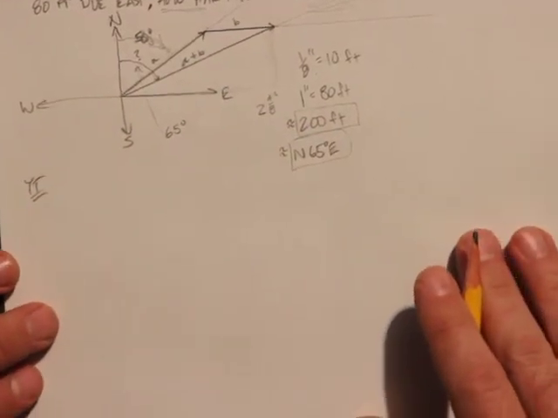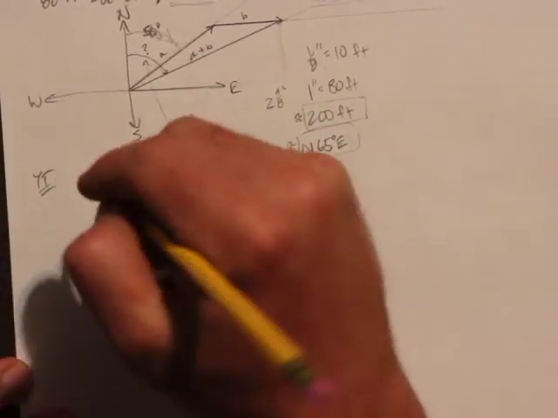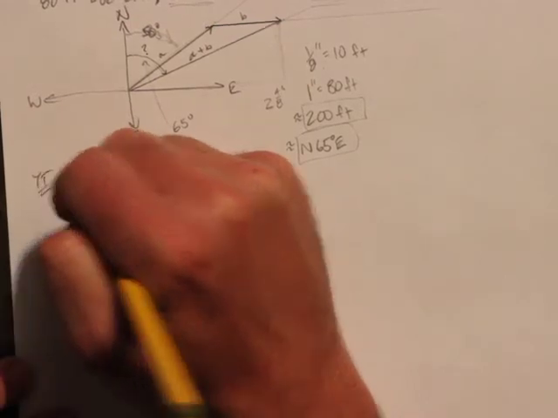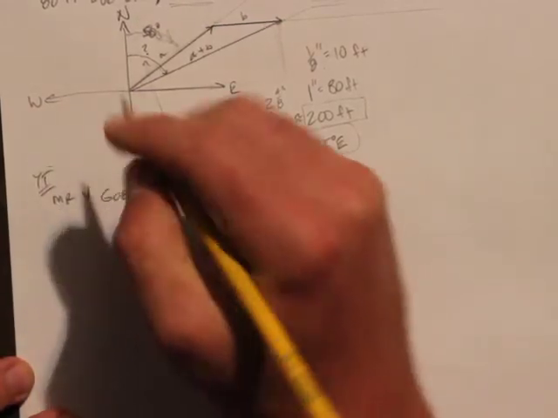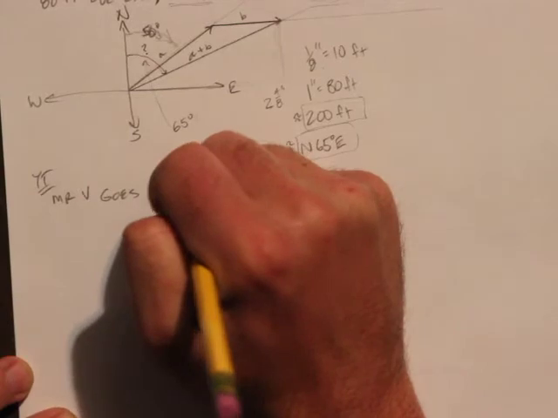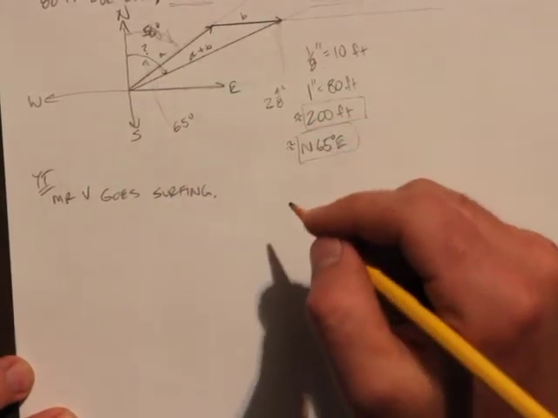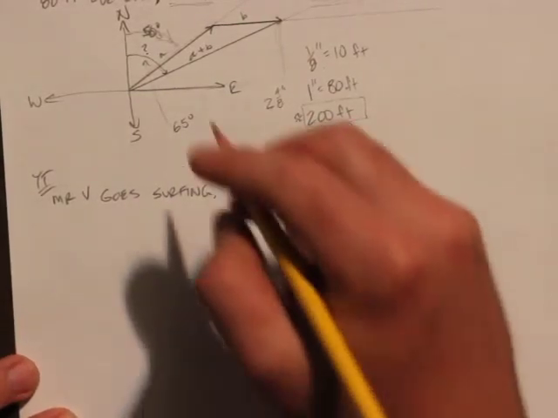You try. Mr. V goes surfing. He paddles out due west 80 feet.